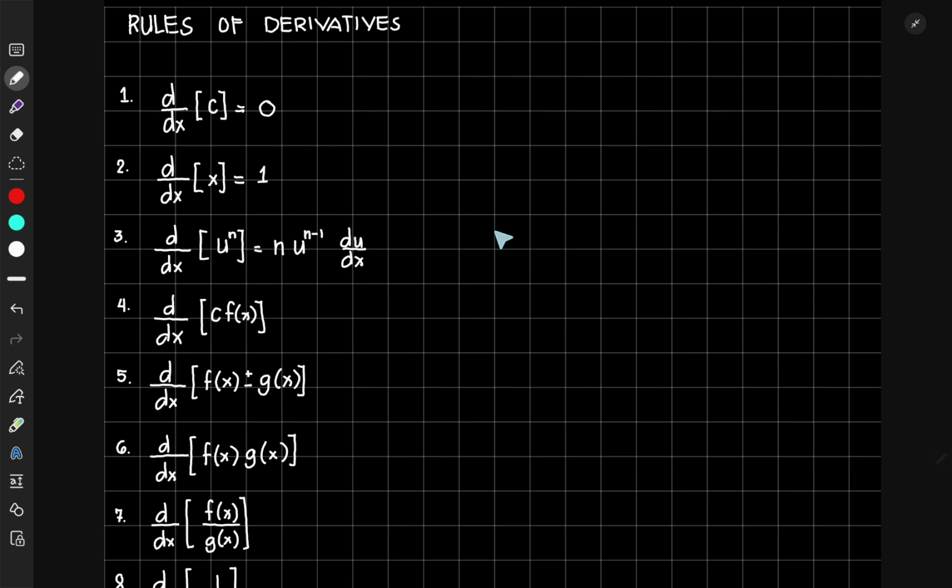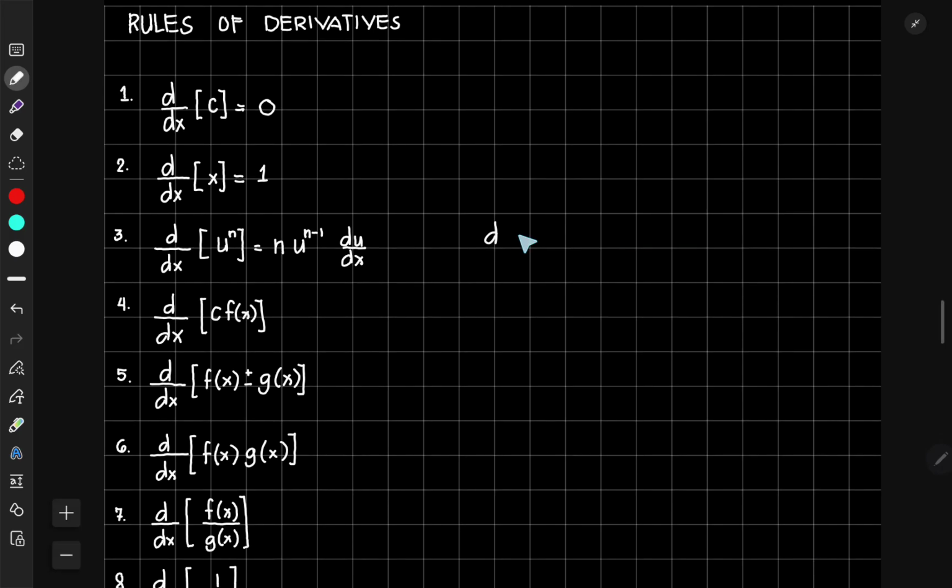So for example, meron tayong derivative. Kunin natin yung derivative ng x squared with respect to x. So yung exponent natin is 2, which is yung n dito. And yung u natin, that is the function x. So getting the derivative, bring down yung 2. Copy yung x dyan. And then, we have 2 minus 1. So 2 minus 1 is 1. So yung sagot would be 2x.